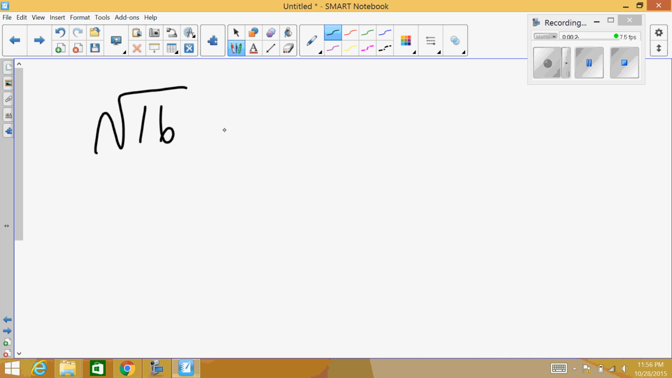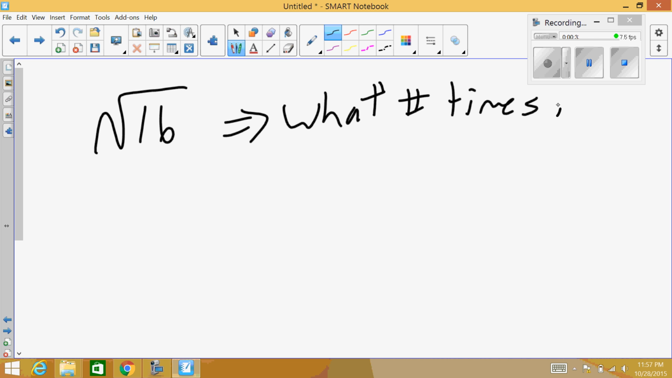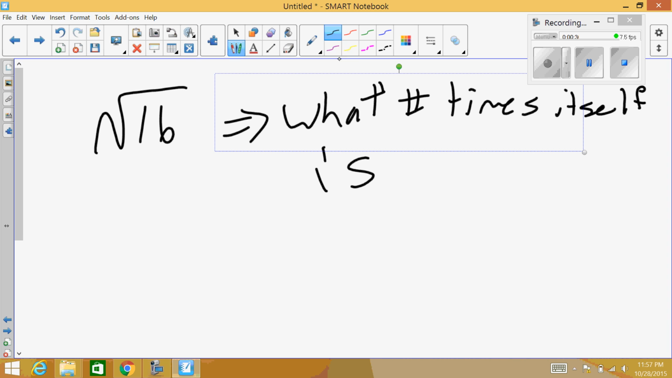Well, it's 4 because square root means what number times itself is this number right here underneath the square root. So in this case, it's 16.